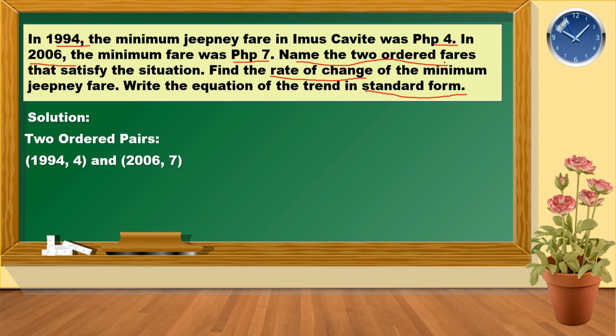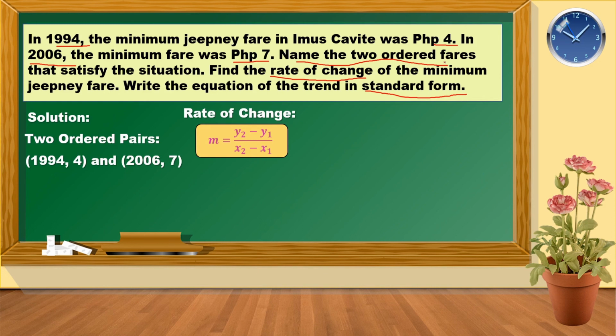Okay, so these are the two ordered pairs. Let's now move on with the rate of change. So, paano naman yung ating rate of change dito? So, ang gagamitin natin dyan ay yung formula natin ng slope, which is y sub 2 minus y sub 1 over x sub 2 minus x sub 1. Ang question is, saan mo kukunin yung mga y sub 2, y sub 1 na yan?